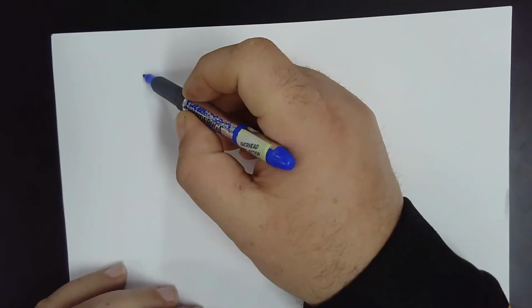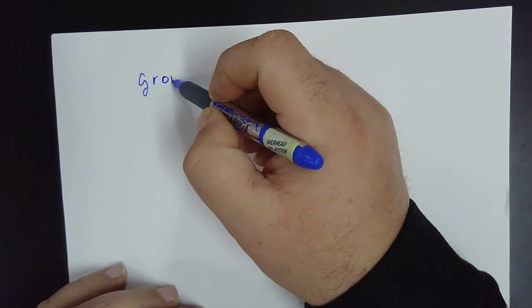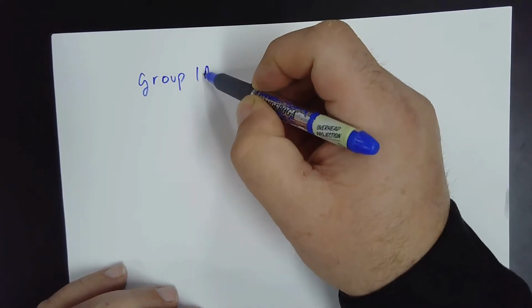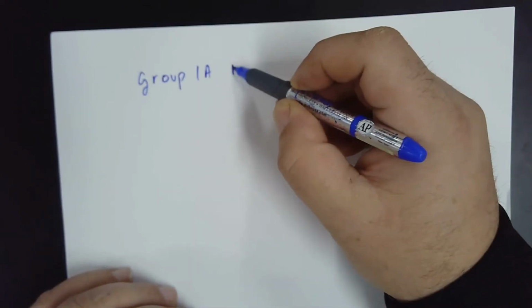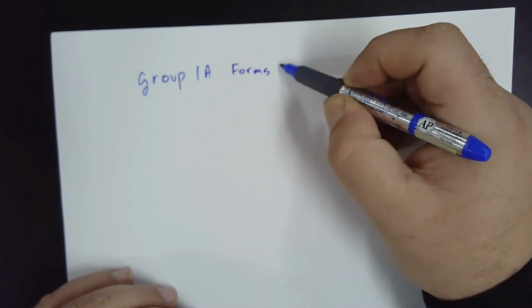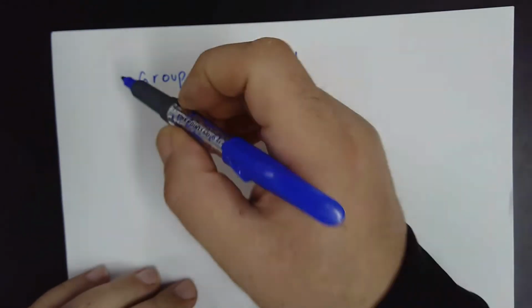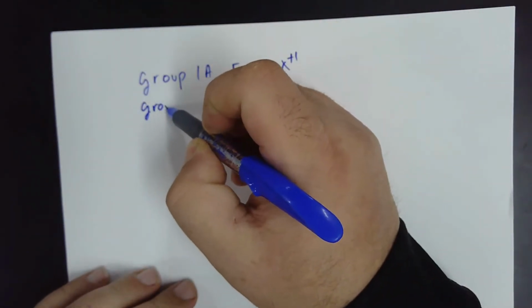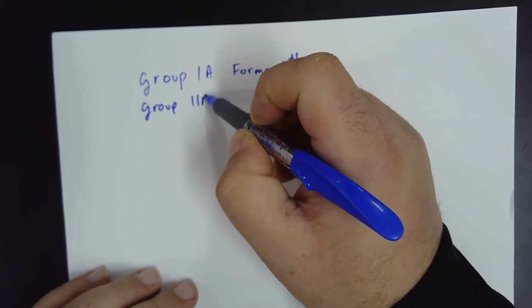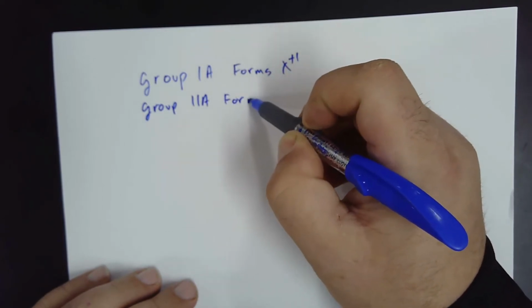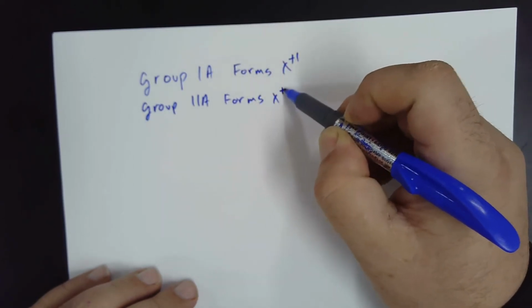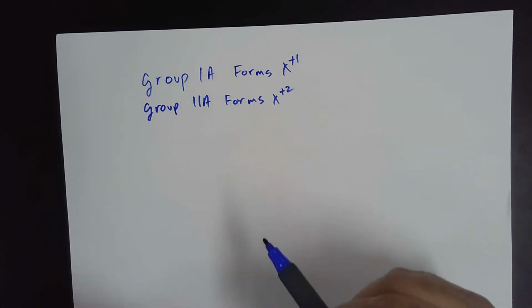All right, so which ones do we know? Right now, we know every element in group 1A forms a plus one charge. We know that every element in group 2A forms a plus two charge.